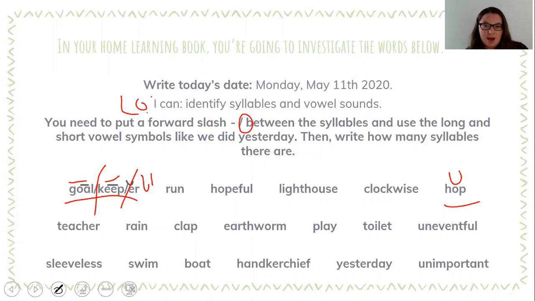Let's try yesterday. We're gonna try this one, okay? So we have yesterday. So I'm hearing 3, I'm hearing yes, ter, day. So I have my slashes in there. Now I'm going to figure out the vowel sound.